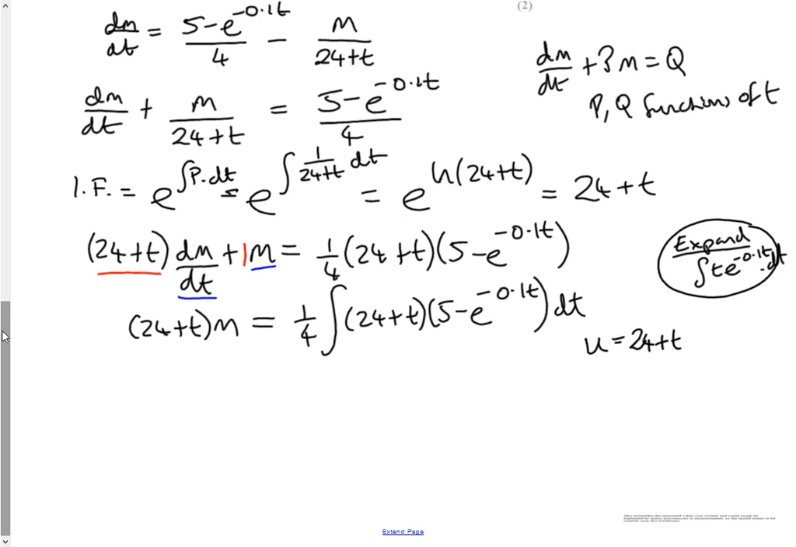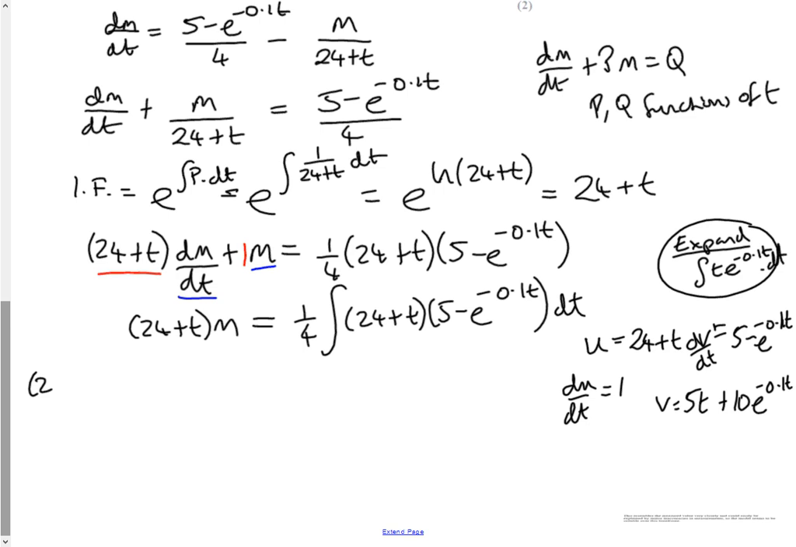So I can have u is 24 plus t, dv/dt is going to be 5 minus e to the negative 0.1t. So remembering u is usually what we think of as the simpler one, the one that when we differentiate reduces in terms. Just be careful when you're integrating with the e with all the negatives.